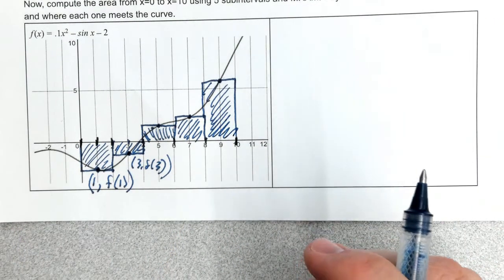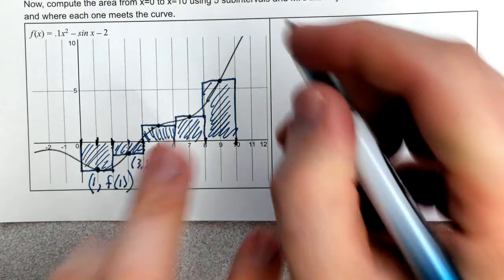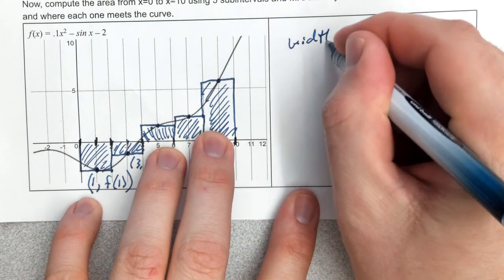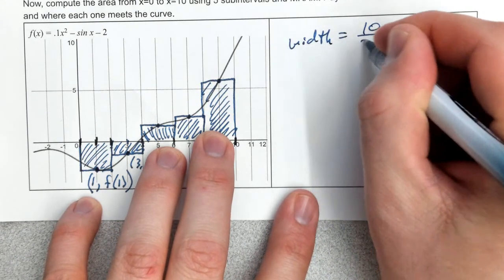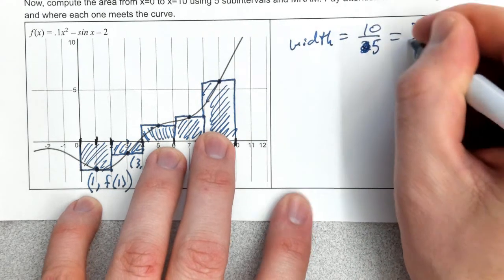And there's our 5 rectangles. Okay, so then you go through and you compute all of the heights. What you should get, again, the width based on what we were given, would be 10 over 5, which is 2.